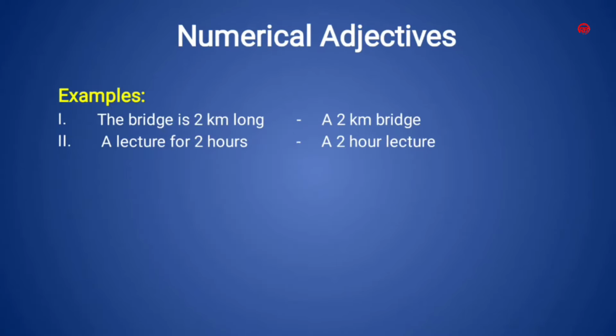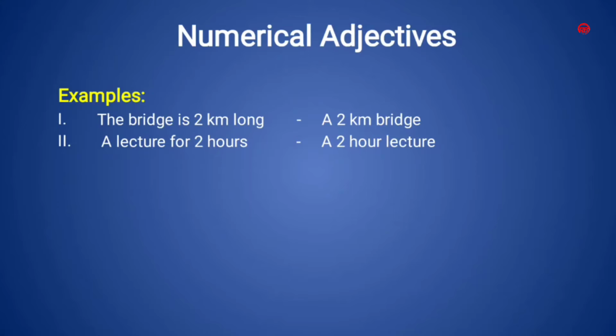The bridge is 2 km long. A lecture for 2 hours. In these two examples, the 2 km long and 2 hours is the numerical adjectives. It also modifies or indicates the noun, that is the bridge and a lecture.